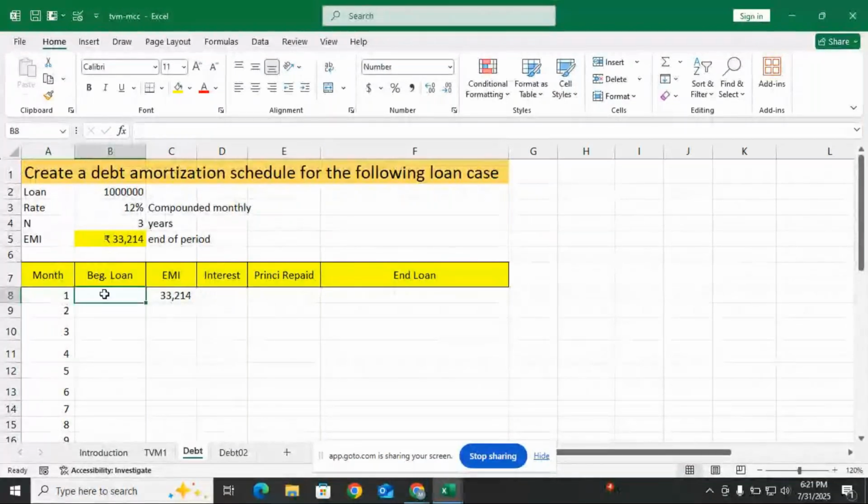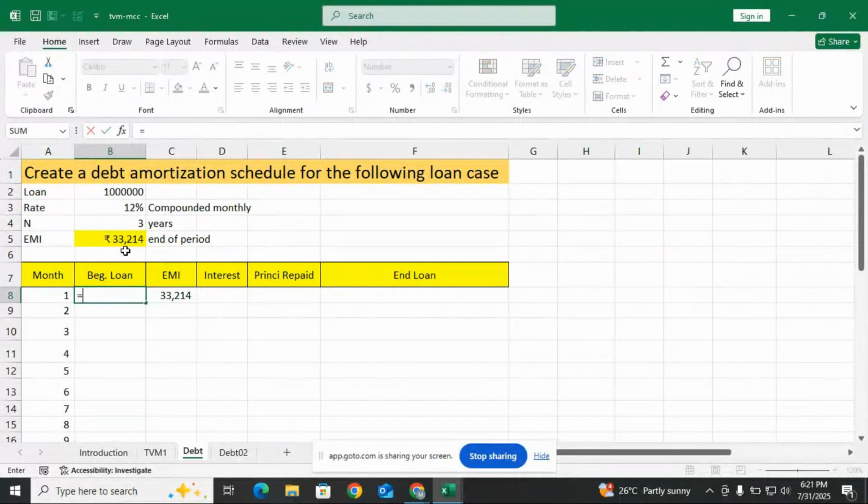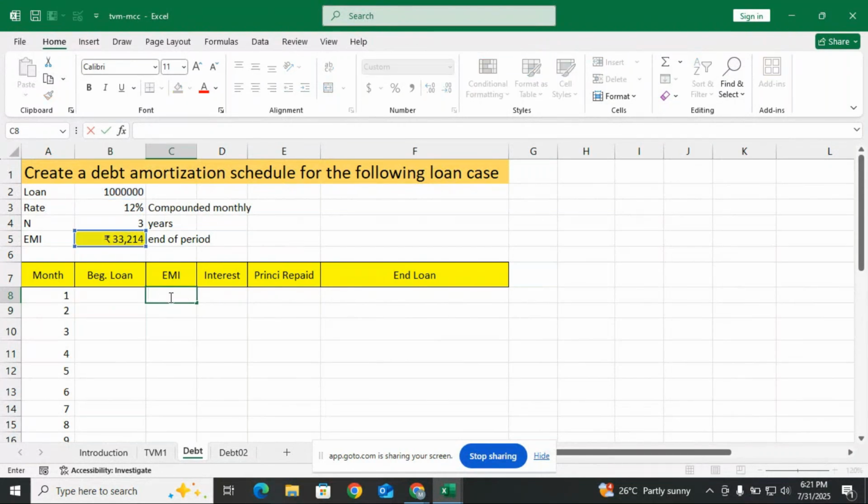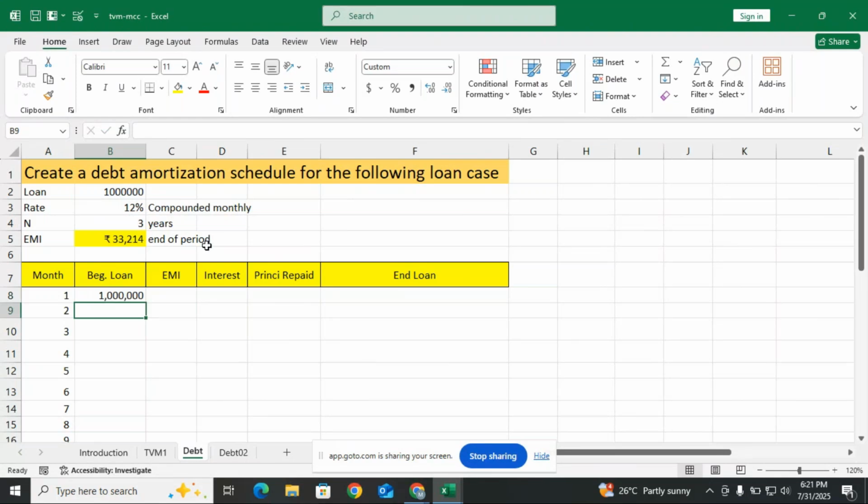So you're going to come to the first column, which is the beginning of the loan. So what is the loan amount here? Equals to, take the cell referencing and press enter. Don't type anything here. See, I'll repeat it again. Beginning of the loan is equals to, select the loan amount, enter. So what is the EMI which is to be paid on a month-to-month basis? This is the amount.